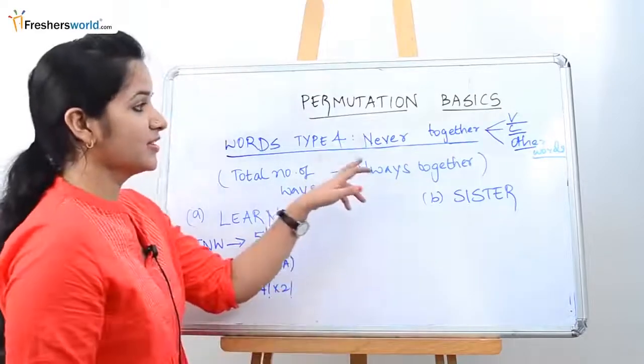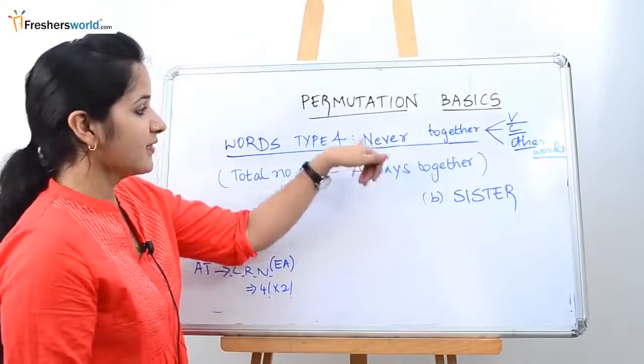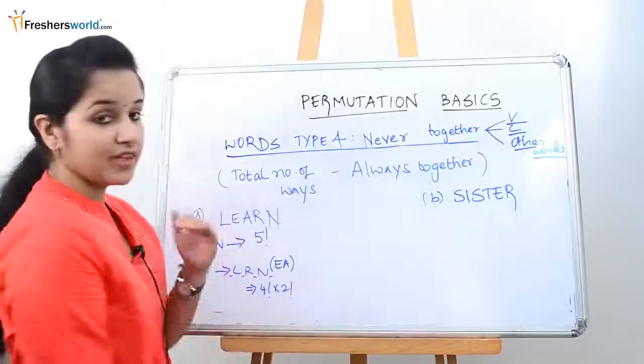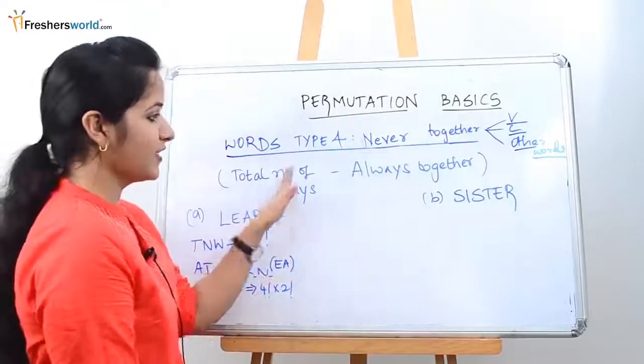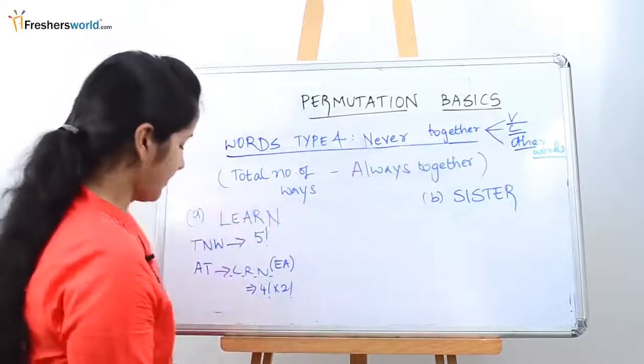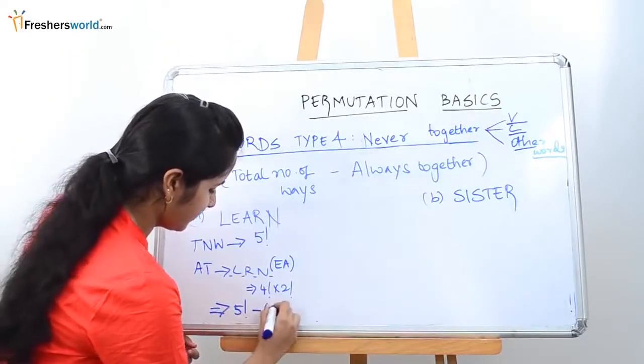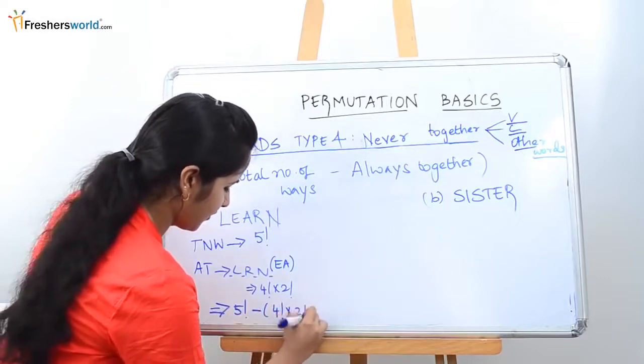Now the question is not always together. They are asking about what happens when the vowels are never together. Vowels never together is nothing but total number of ways minus always together, which is nothing but 5 factorial minus 4 factorial into 2 factorial.